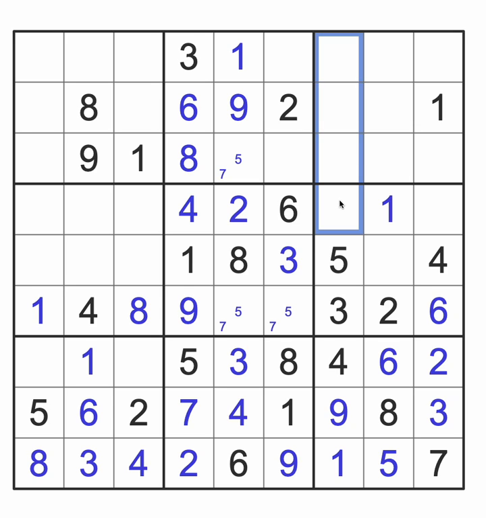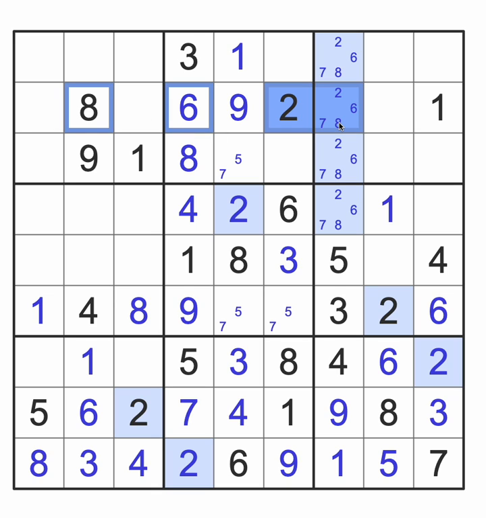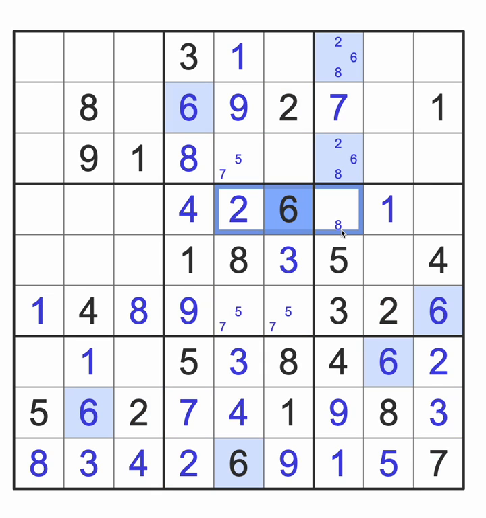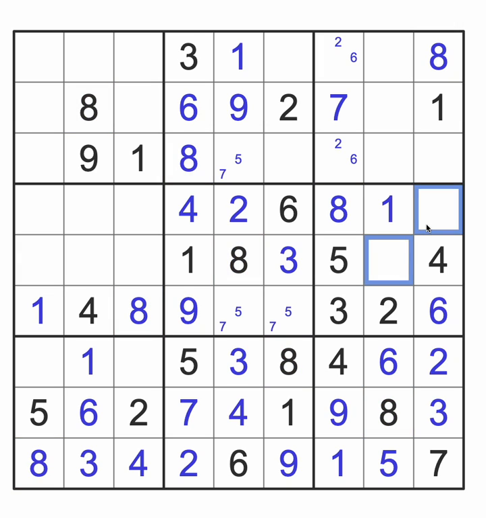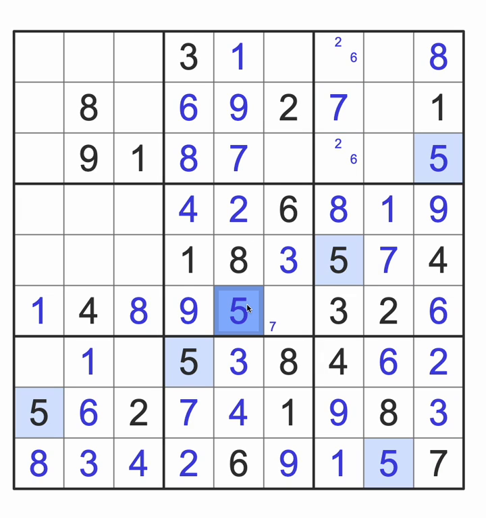Now this column is missing 2, 6, 7, 8. Here's 2, 6, 8, so this cell is 7. And here's 2 and 6, makes this cell 8, and gives me a 2 6 double. And the 8s block these. Gives me 8 here. These are down to 7 and 9. 7 here makes this cell 9, and this would be 7. The last number of this column will be 5. That gives me 7, 5, 7.